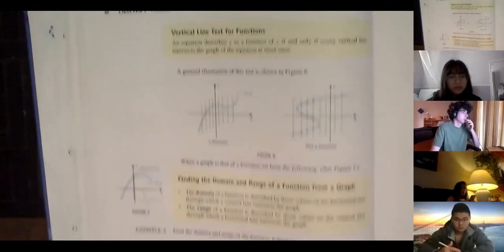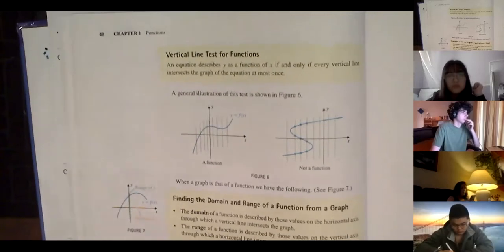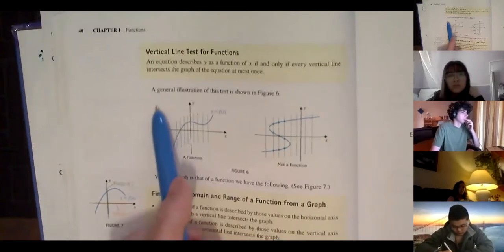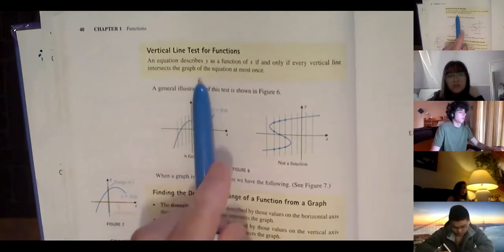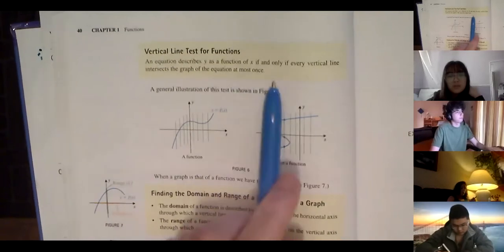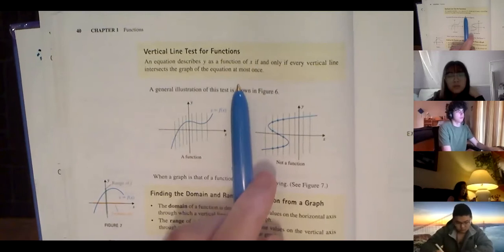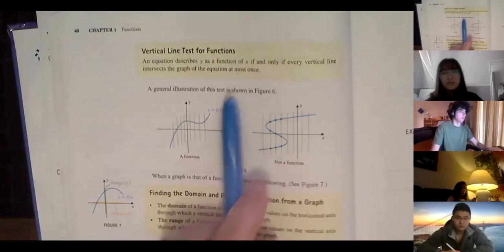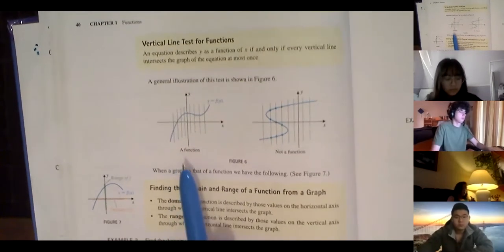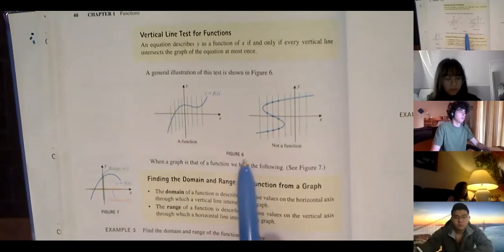All right, on page 40, we have the vertical line test for functions. I think you've all seen that before. Vertical line test. An equation describes y as a function of x if and only if every vertical line intersects the graph of the equation at most once. It cannot touch twice. They're giving you some examples here of a function and not a function.